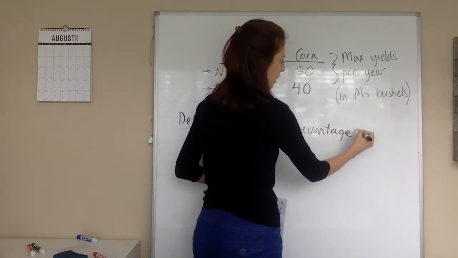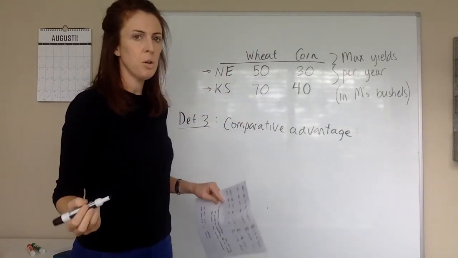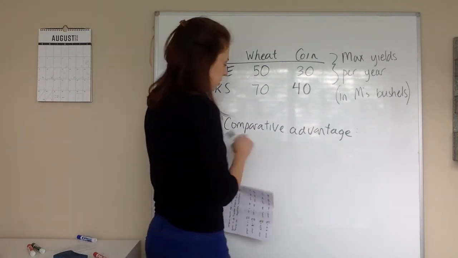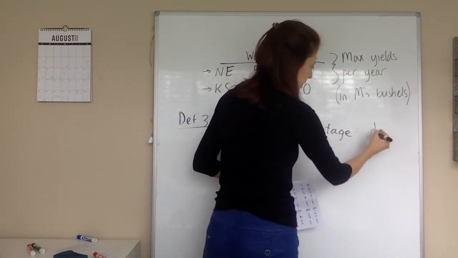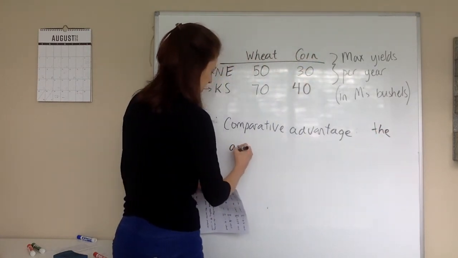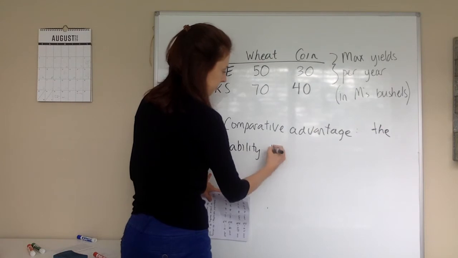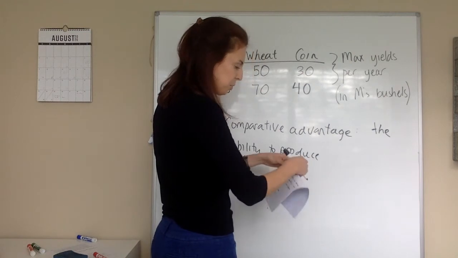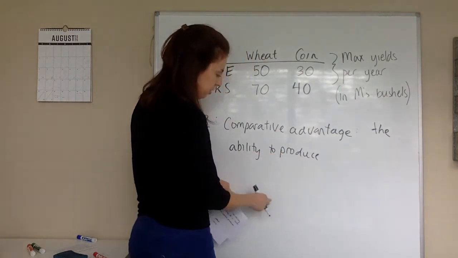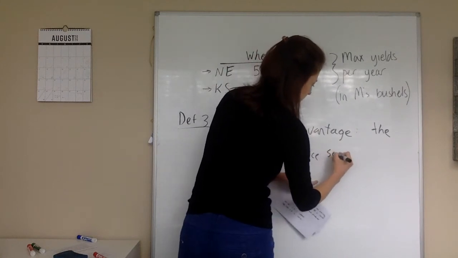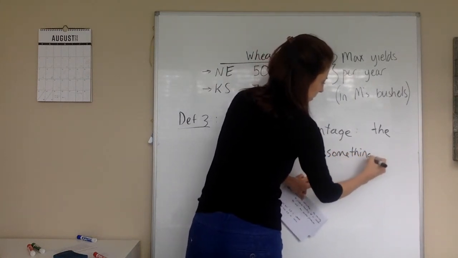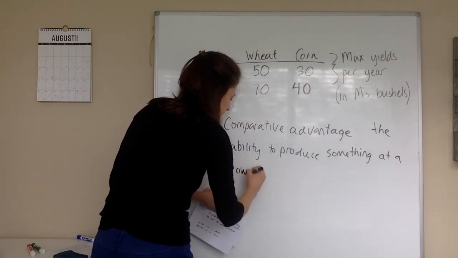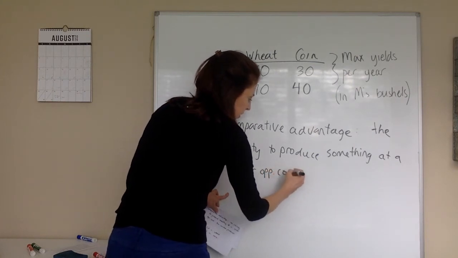Okay, recall we already talked about absolute advantage. Absolute advantage is basically who can do it better. Comparative advantage is who can do it relatively better. So the definition is the ability to produce something at a lower opportunity cost than another producer.